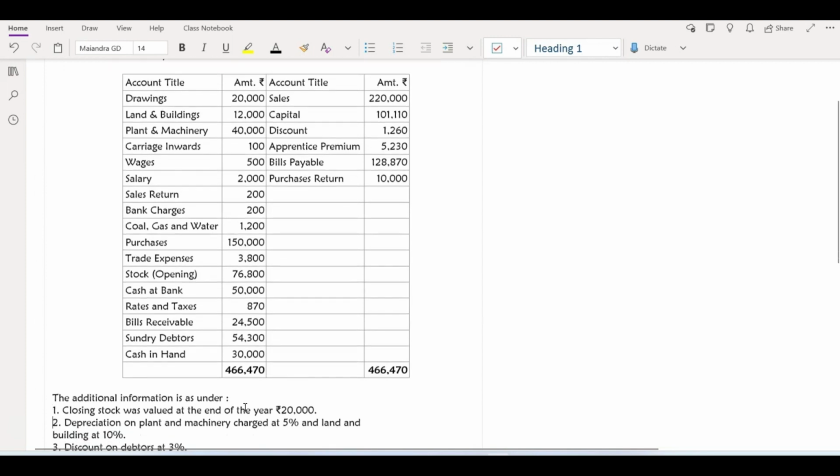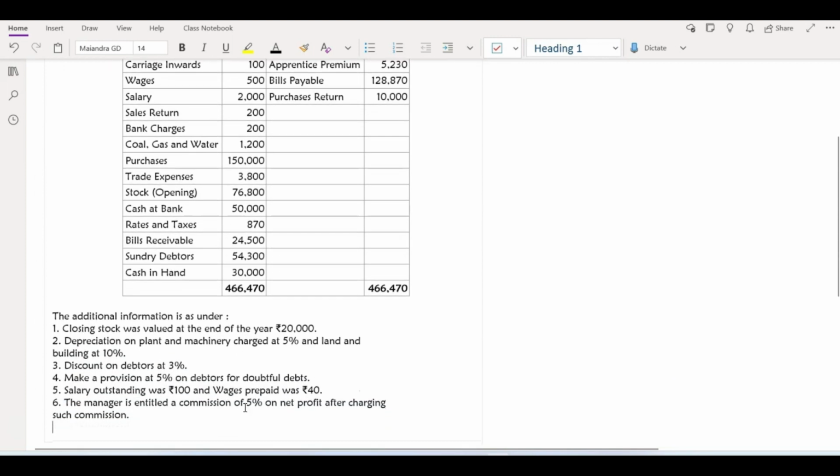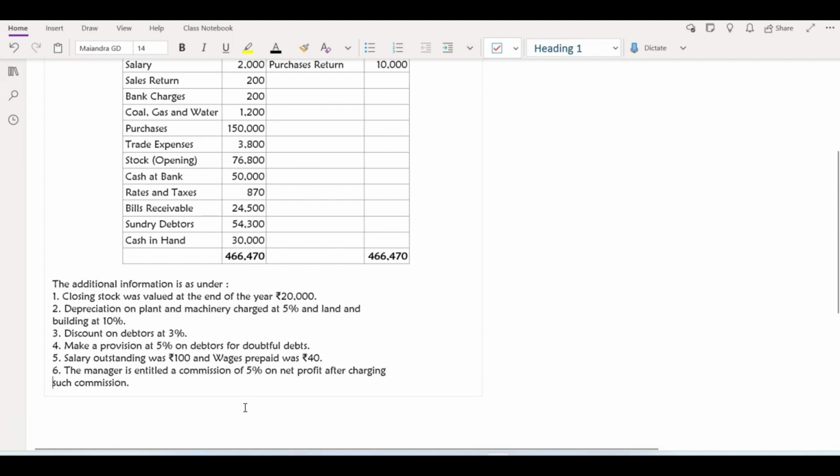Now, the most important part is the additional information. These are the adjustments that we have to do while preparing our final accounts. First one is the usual one. Closing stock was valued at the end of the year at rupees 20,000. This we need to record in two places: the first one is the trading account credit side, and another one is the balance sheet asset side.